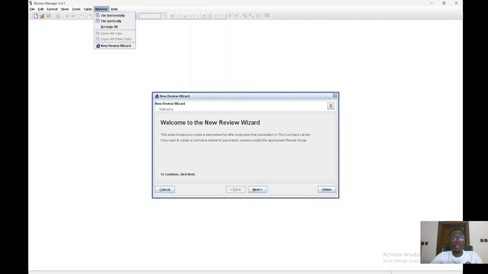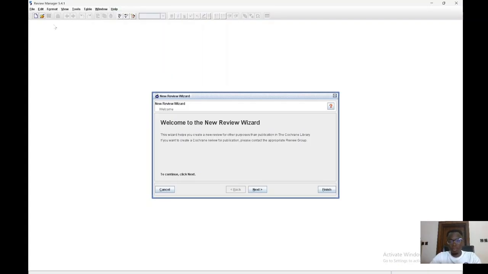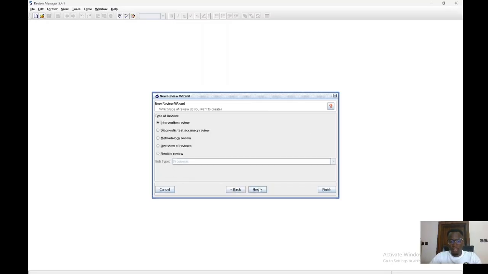Now this is where you can align the windows, whether you want it horizontally, vertically, or whatever. And here, if you've got any question related to the Cochrane group or whatever, you can always make it here. Okay, cool. Now this is just the interface. The next thing I'm going to do is click on next.